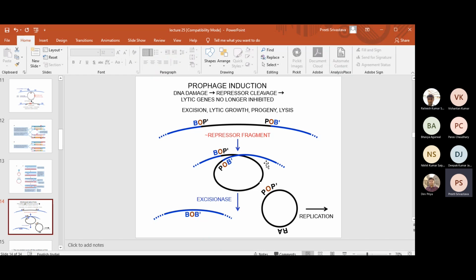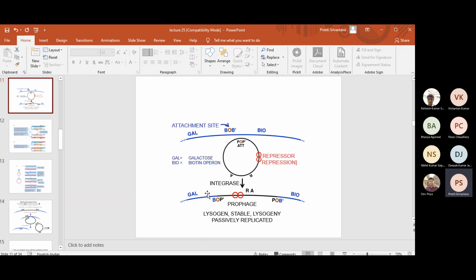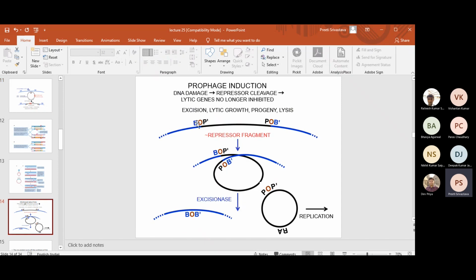Okay, so then we discussed that you can have lysogeny, but under the conditions of DNA damage or stress response, the prophage can be induced. An induction event can take place where the repressor will be cleaved and then you will have the lytic cycle. So in this case, let's see how exactly it takes place. From this diagram, if you remember, we have BOP prime and POB prime, correct? So here you have BOP prime and POB prime.